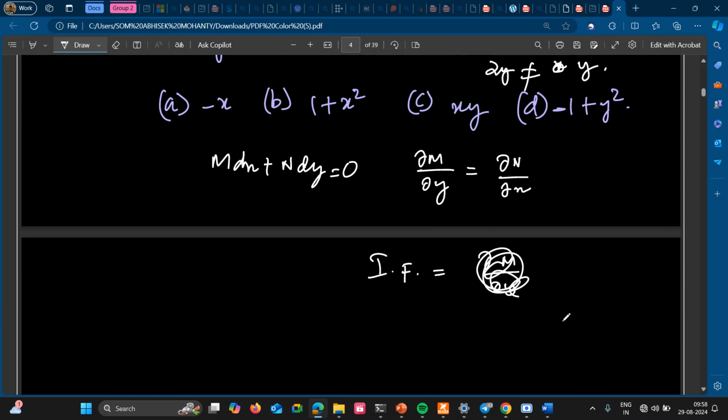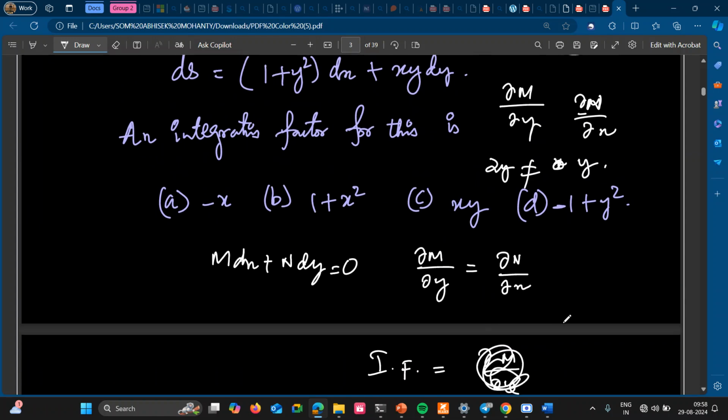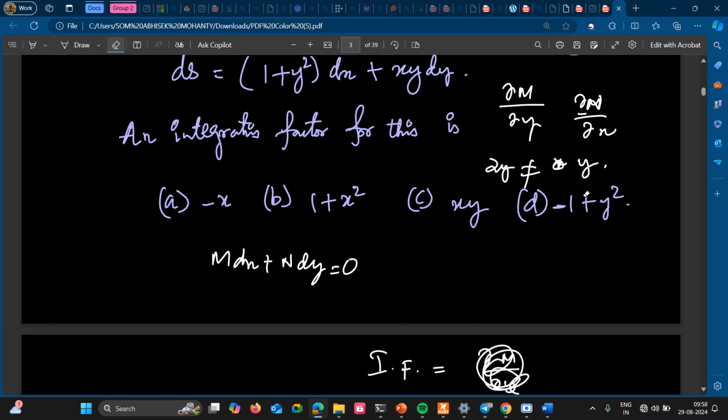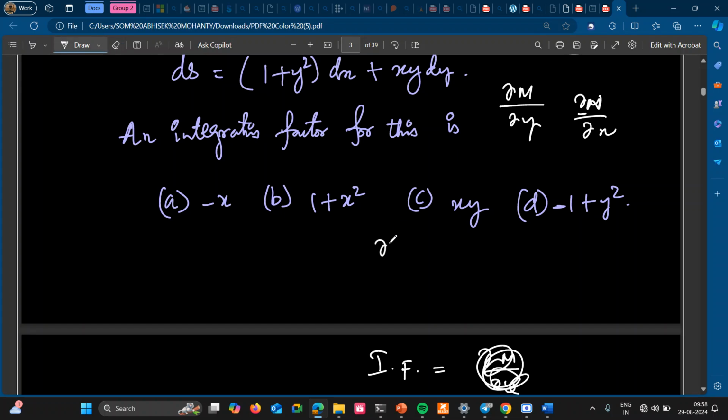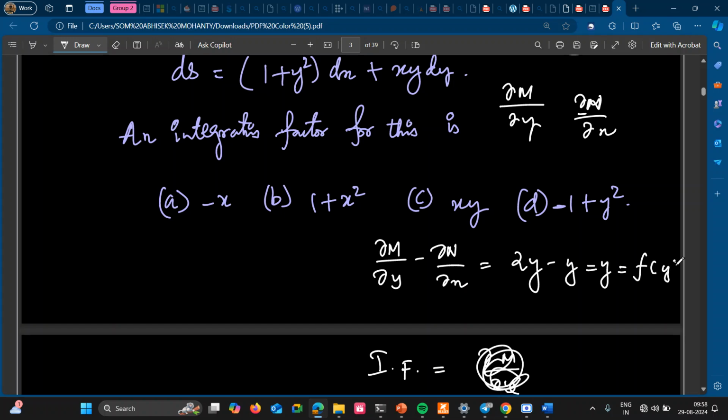Would have been something like... No, my bad. No, here, yeah, it's correct actually. Sorry. Here, this one is del M by del y minus del N by del x is equal to what? 2y minus... this is y. So this is a function of y. Yeah, I can remember it now. This is a function of y.